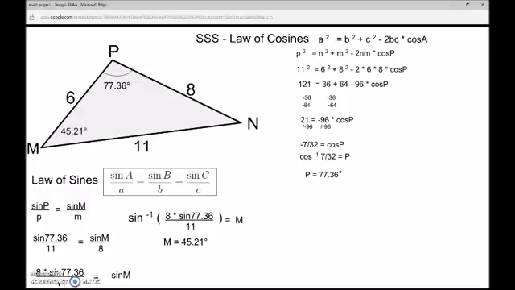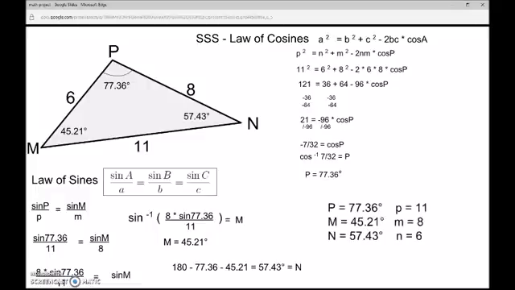Now, since all triangles' angles add up to 180, we don't need to use the law of sines or the law of cosines to find our third angle. Instead, we'll subtract both of our other angles from 180. So do 180 minus 77.36 minus 45.21, which is equal to 57.43 degrees. So that'll be angle N.